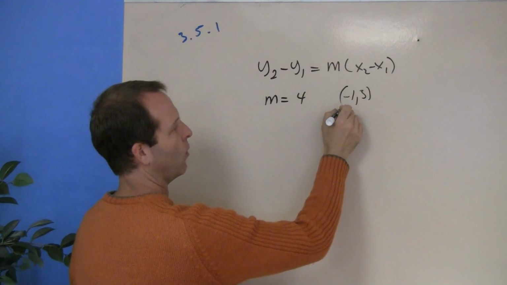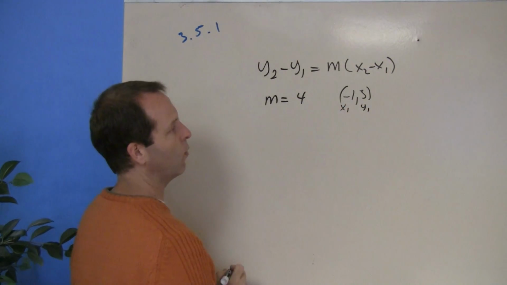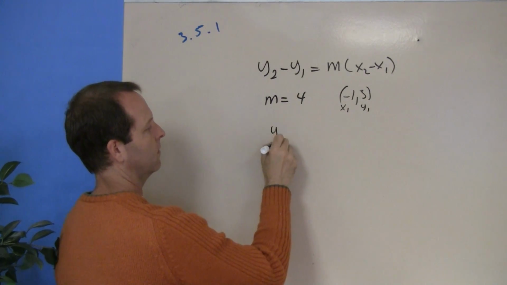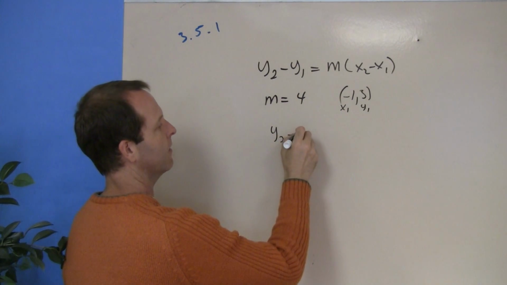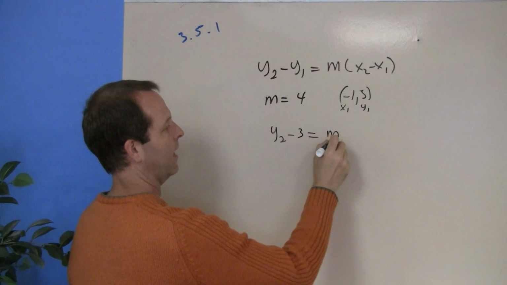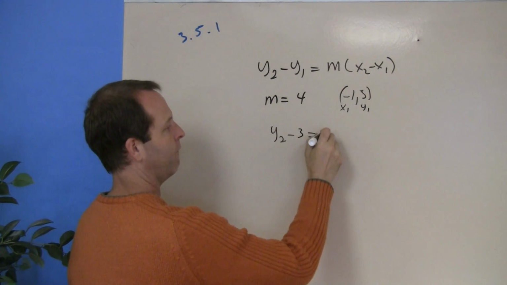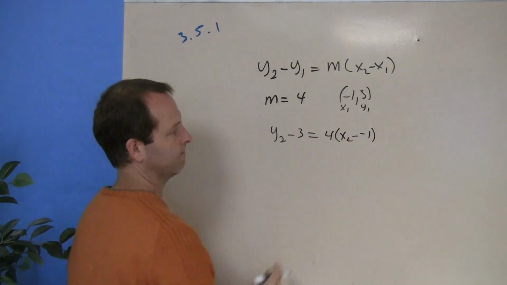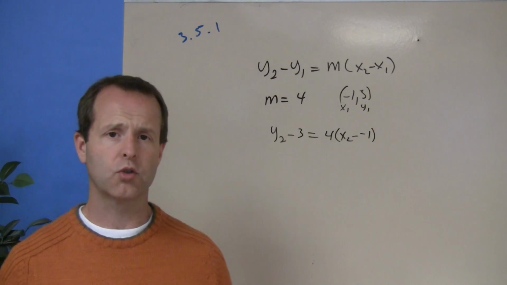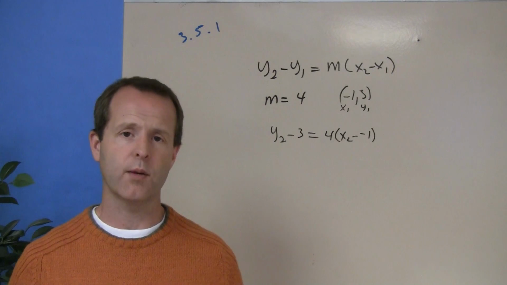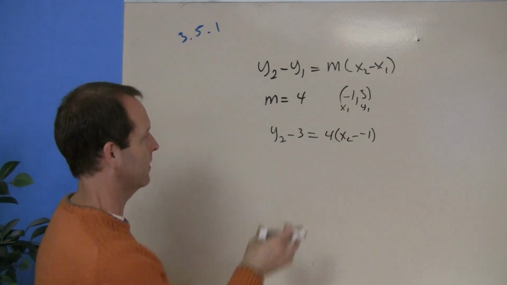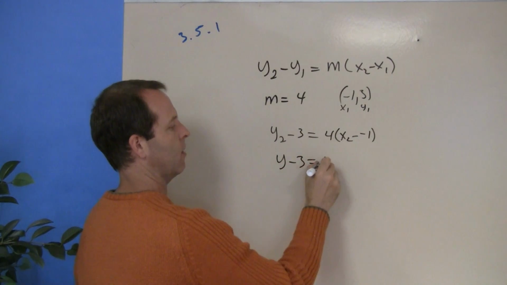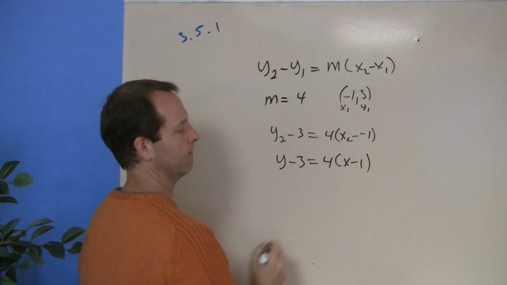First, let's designate this point as x1 and y1 and just plug things in. So I will have y2 minus 3 equals m, we know what m is now, 4 times x2 minus (-1). And I can also drop the subscripts because there's only one set of y and x left, y2 and x2. So I can just as easily write y minus 3 equals 4 times x minus (-1).